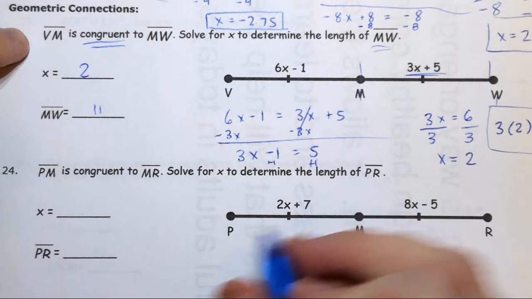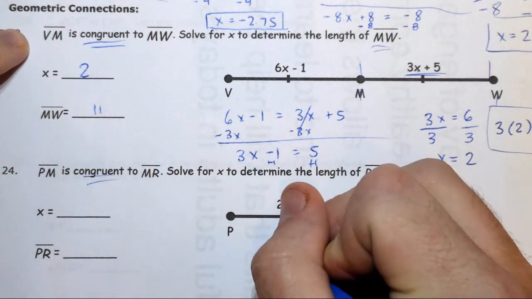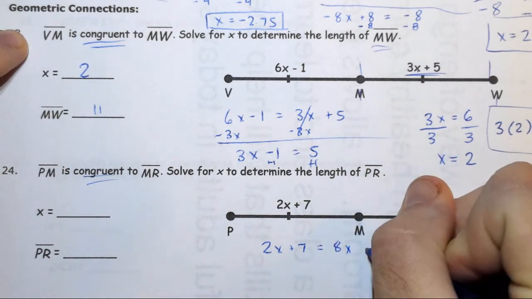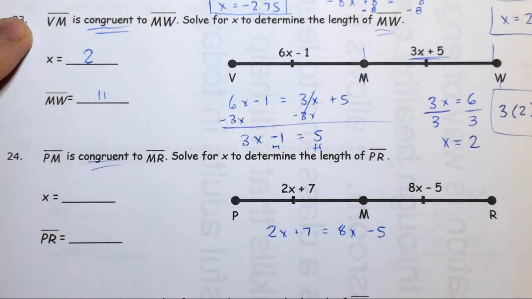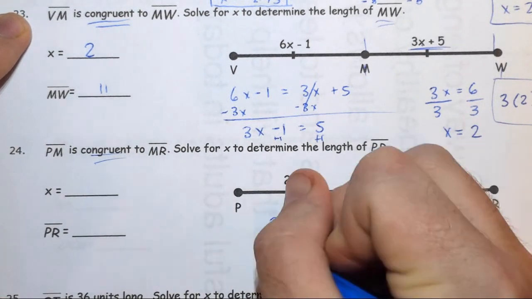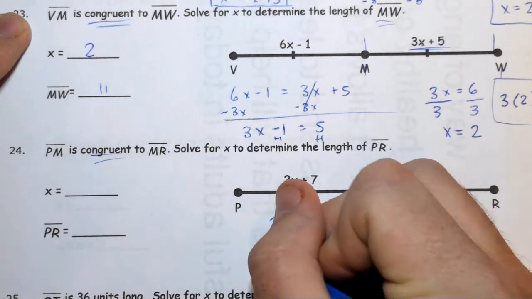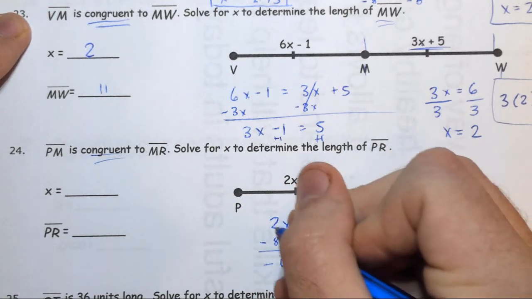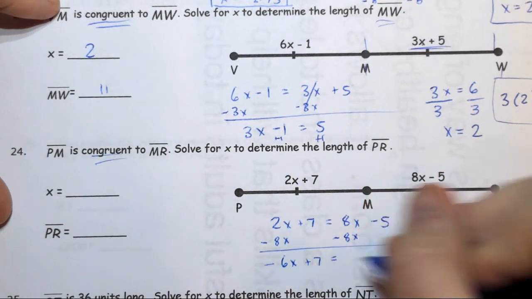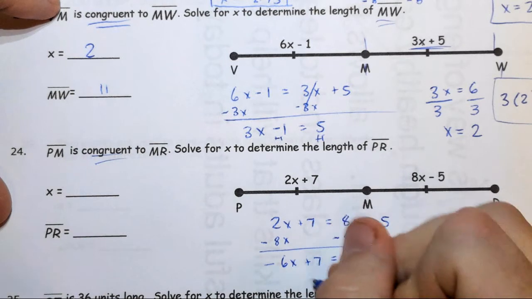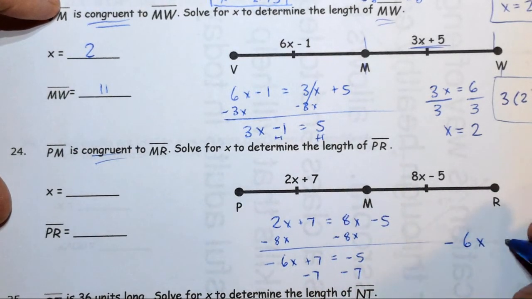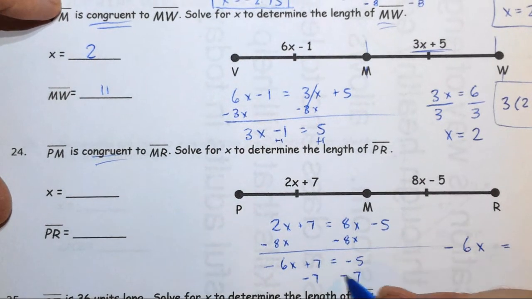Well, the equation, if they're congruent, they are equal. So I have 2x plus 7 is equal to 8x minus 5. And then it's the same old, move my x over. I'm going to subtract 8x, subtract 8x. I get negative 6x. 2 minus 8 is negative 6. Plus 7 is equal to negative 5. Then I subtract 7, I get negative 6x is equal to negative 5 minus 7.